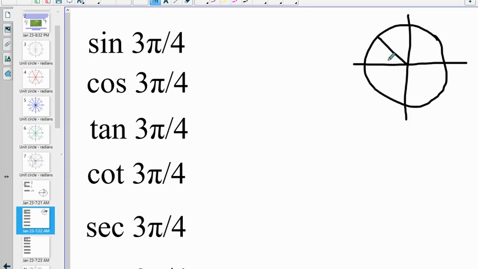The pi over 4 reference angle, the 45 degree, means I've got an isosceles right triangle over here. This diagram's actually not looking too bad. Both of these are square root of 2 over 2. This one is a positive square root of 2 over 2 because it's up. And this one's a negative square root of 2 over 2 because it's going to the left. So that gives us sine and cosine. Sine is positive root 2 over 2, and cosine is negative root 2 over 2.